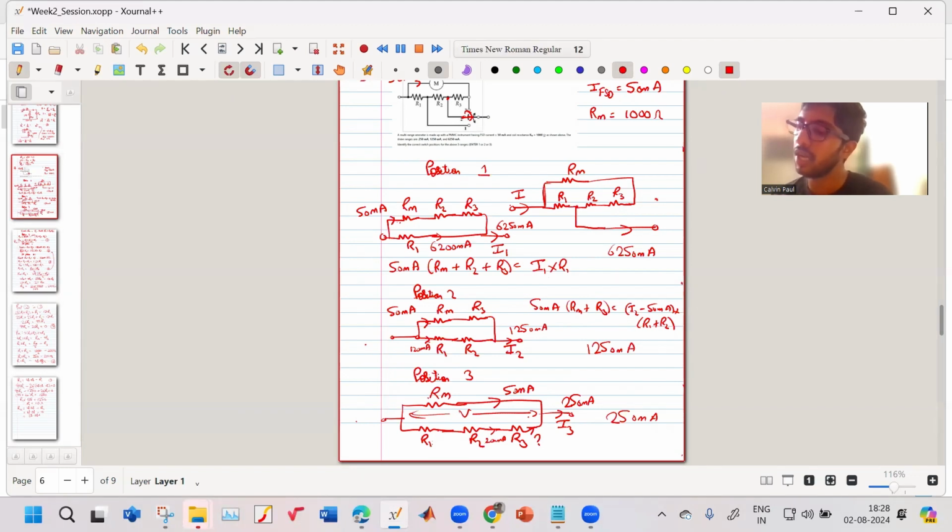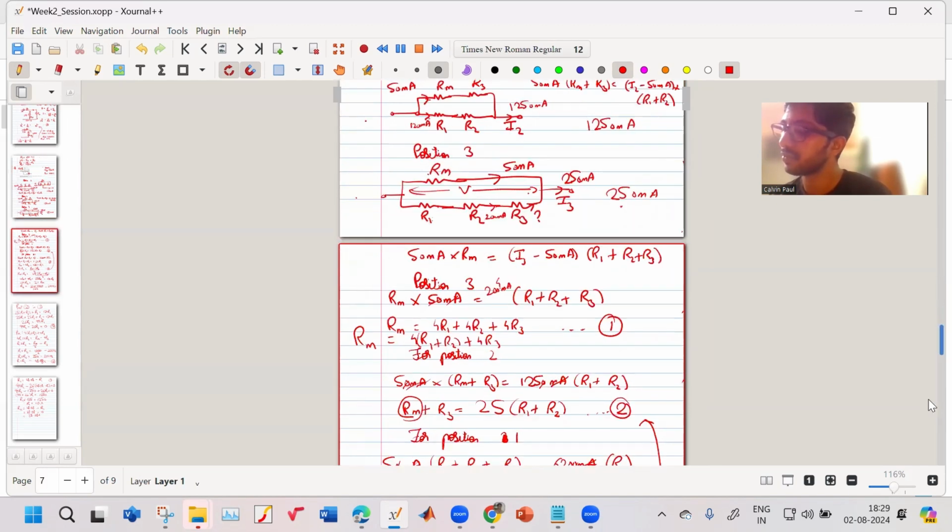Position 2 will have little lesser current, so it is given the range 1250 milliampere. Position 3 will have the least amount of current, so it is assigned the range 250 milliampere. Okay. Then we write their equations. We know the current 50 milliampere is flowing through here, so the remaining current will flow over here. Okay. And we wrote those equations.